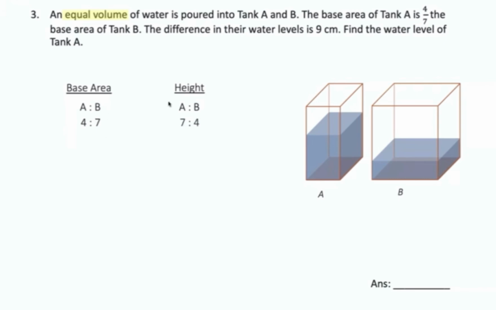One way to check is this. Volume is base area times height, right? Length times breadth times height, so base area times height. So you multiply. 4 times 7 is 28. 7 times 4 is 28. So when multiplied, they are equal. So when the volume of water is the same, the base area ratio and the height ratio are inversely proportionate. So it's opposite.